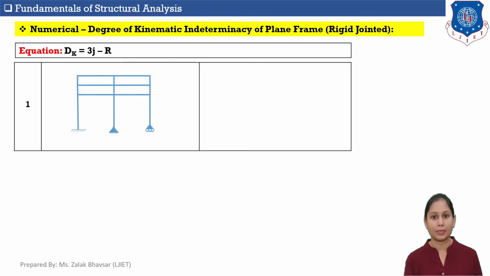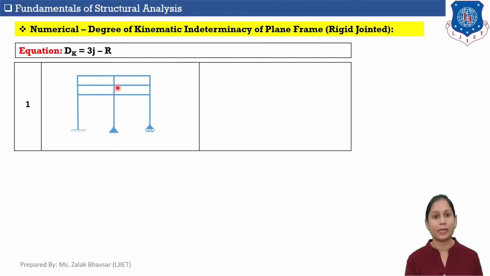So in the given figure, this is a rigid jointed plane frame. The frame has 3 supports: 1 fixed support, 1 hinge support and 1 roller support. We need to calculate degree of kinematic indeterminacy DK of this given rigid jointed plane frame and DK/NAD. It means degree of kinematic indeterminacy after neglecting axial deformation of this given frame. So let's calculate degree of kinematic indeterminacy of the given plane frame.